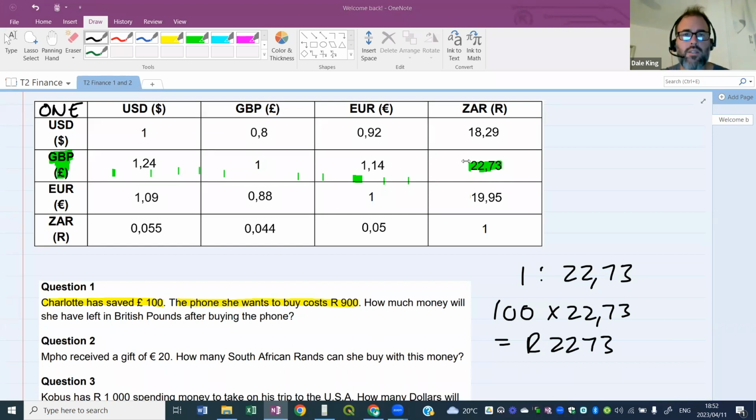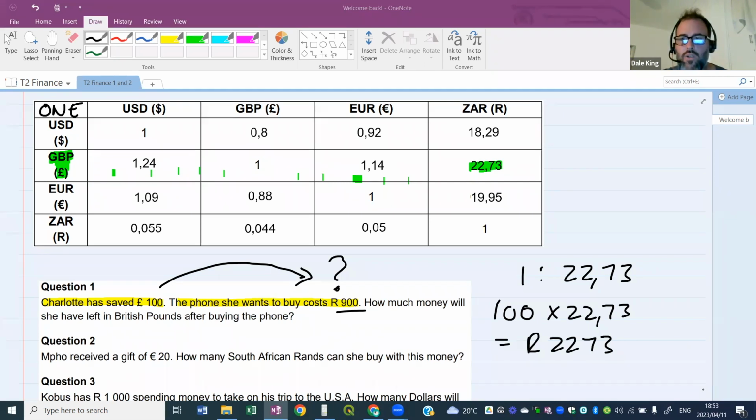All right. How much money? She can afford this phone because she's got 2,273 rand if she's got 100 pounds. How much will she have left in British pounds? Sakila, you divided. So we're going from pounds to rands to check if her 100 pounds, how many rands will she have from her 100 pounds? And if she has enough to get a phone that costs 900 rand. Who's that with the answer? That's a fast one. Wazi.